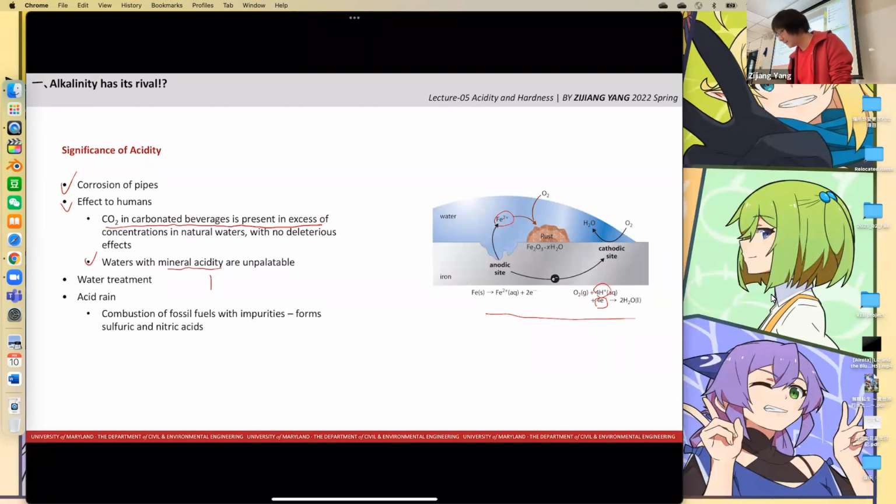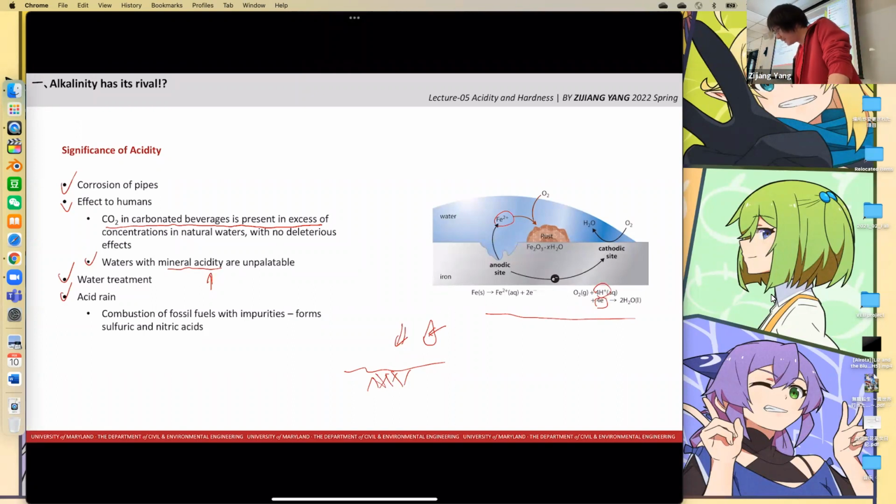But for the mineral acidity, we have some other acidic chemicals in the natural water. And acidity is also related to the treatment of wastewater because sometimes the wastewater may be very acidic, so we need to deal with that problem. And it is also related to acid rain. As we mentioned for alkalinity, when acid rain drops to the ground, alkalinity is important because it can protect against the pH change from the acid rain. But for the acid rain itself, we are interested in the acidity of the rainwater itself.